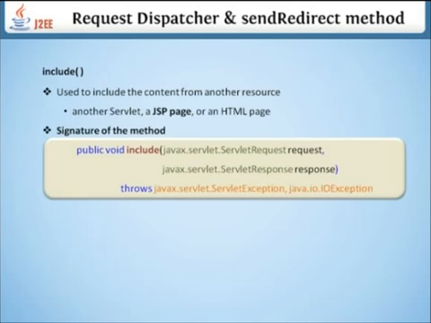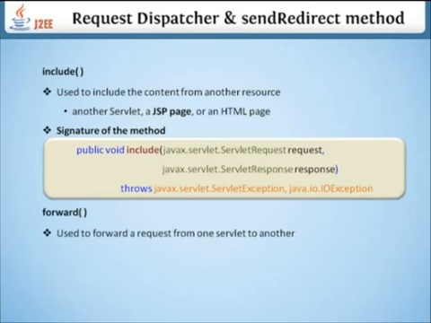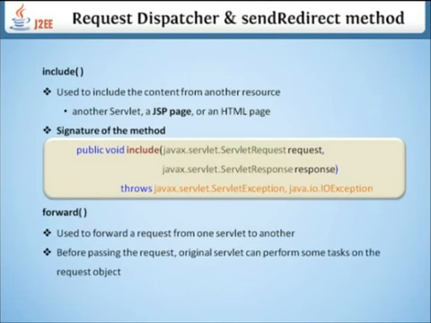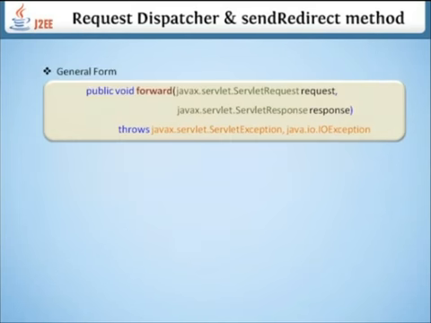This is the signature of the method: request and response. Forward: use it to forward a request from one servlet to another. Before passing the request, the original servlet can perform some task on the request object. This is the general form of forward.